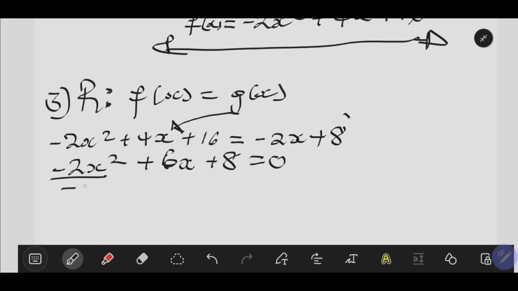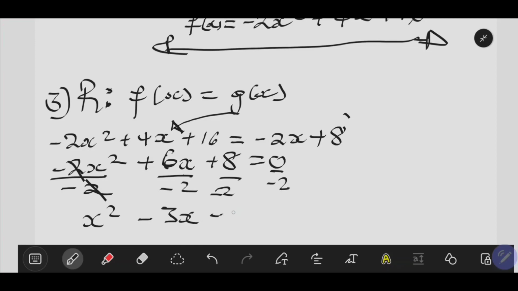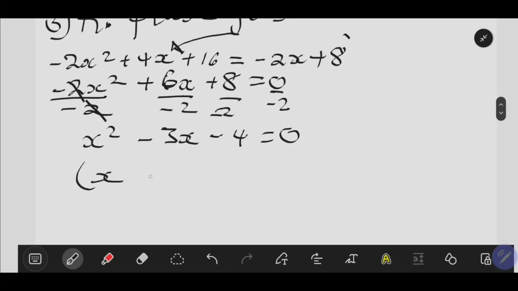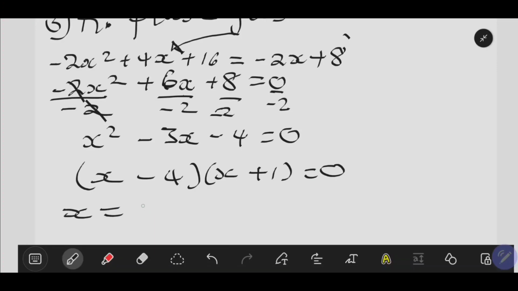Then I can divide all these things by negative 2. Then I'm left with x squared minus 3x minus 4, which equals 0. Then I can solve for x here. x minus 4, x plus 1, which equals 0. So our x value can be 4, or our x value can be negative 1. Then we found two x values here.